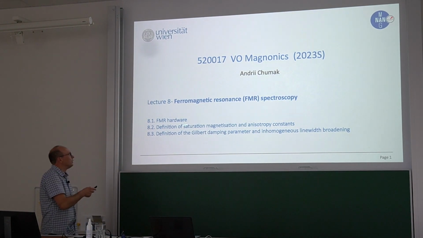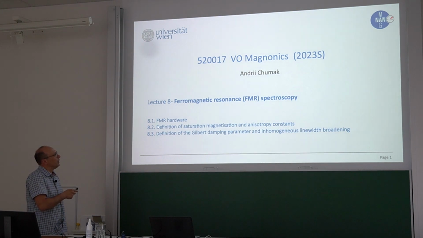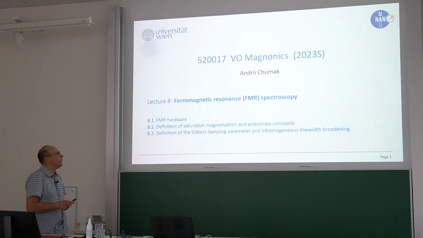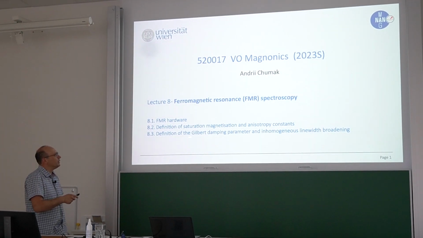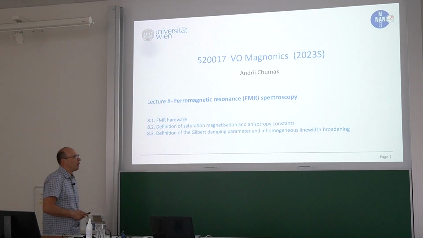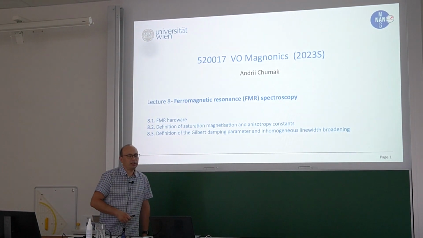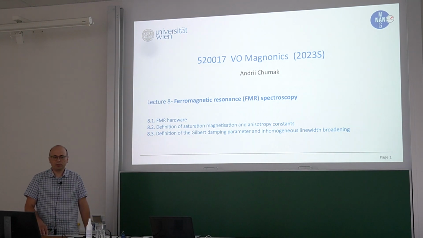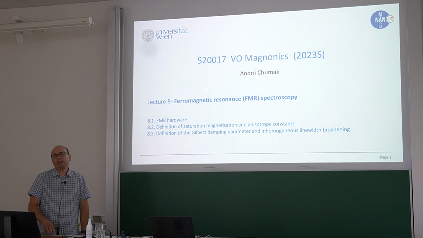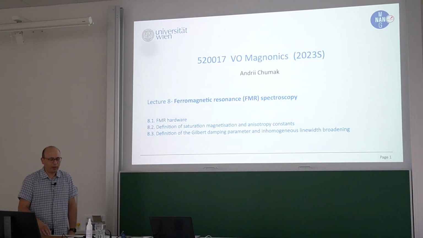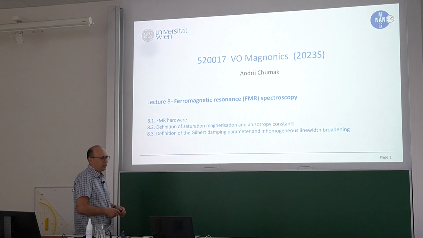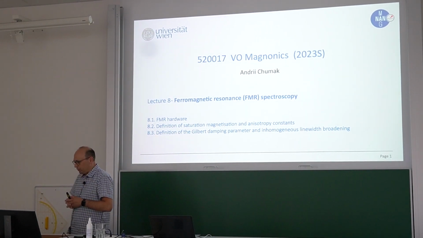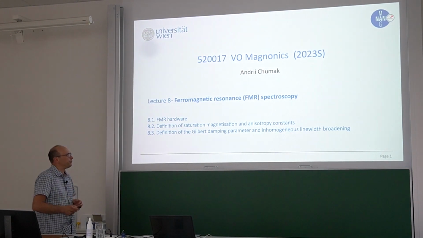So the plan is to discuss a bit of hardware, then how we define saturation magnetization and anisotropy constants in the thin magnetic film, and then how to define Gilbert damping parameters and inhomogeneous linewidth broadening. I will also use the blackboard today, and at the very end I will try to give you simple practical advice on what you should pay attention to if you start doing ferromagnetic resonance measurements.